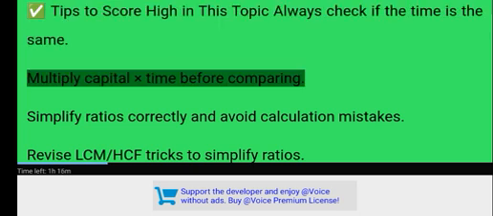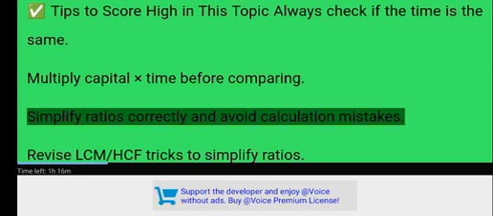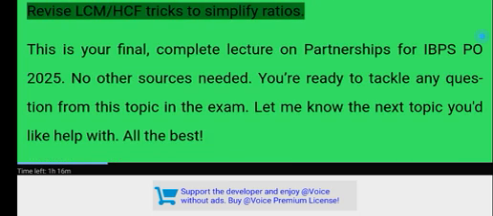Always check if the time is the same. Multiply capital times time before comparing. Simplify ratios correctly and avoid calculation mistakes. Revise LCM and HCF tricks to simplify ratios.